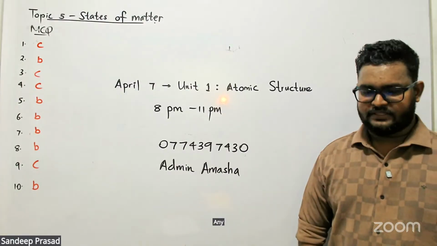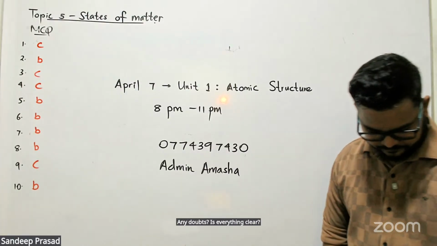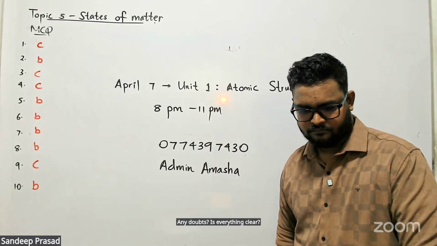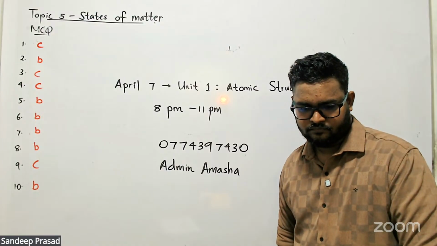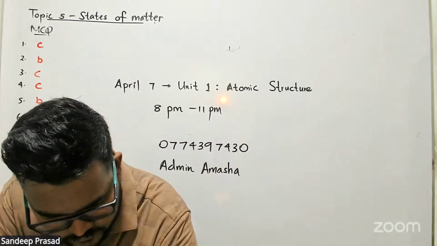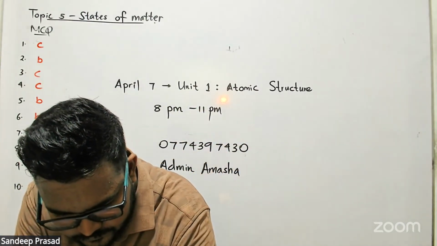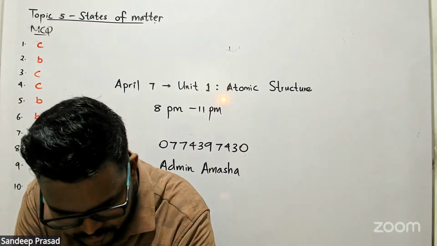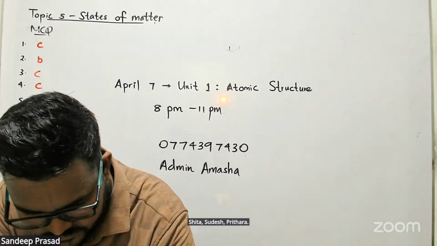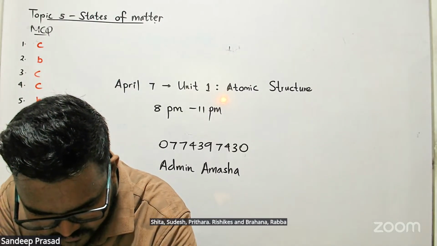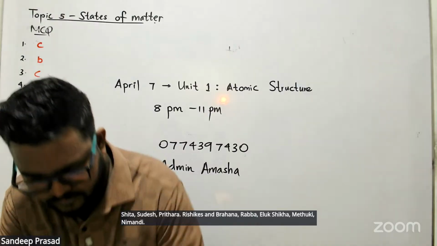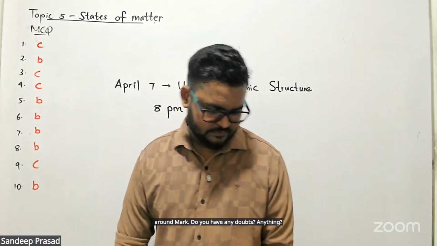Any doubts? Is everything clear? Yoshita, Sudesh, Pritara, Rishi, Kesan, Prahana, Rabha, Nilukshika, Metuki, Nimandi, Aaron, Mark. Do you have any doubts? Anything? All clear?